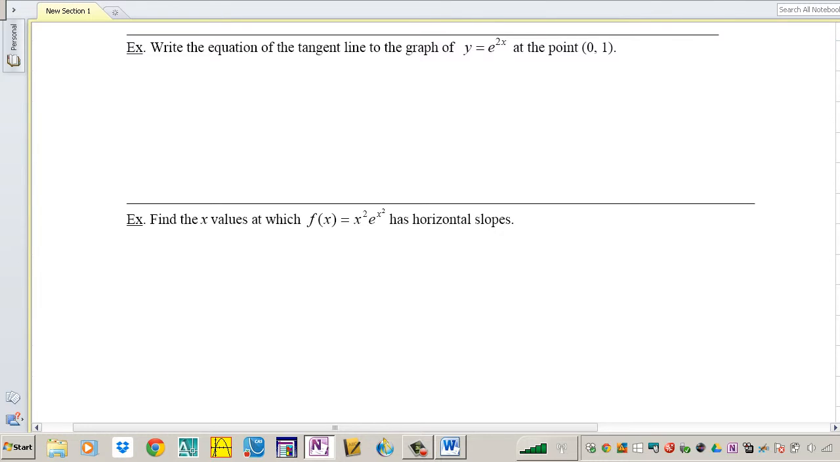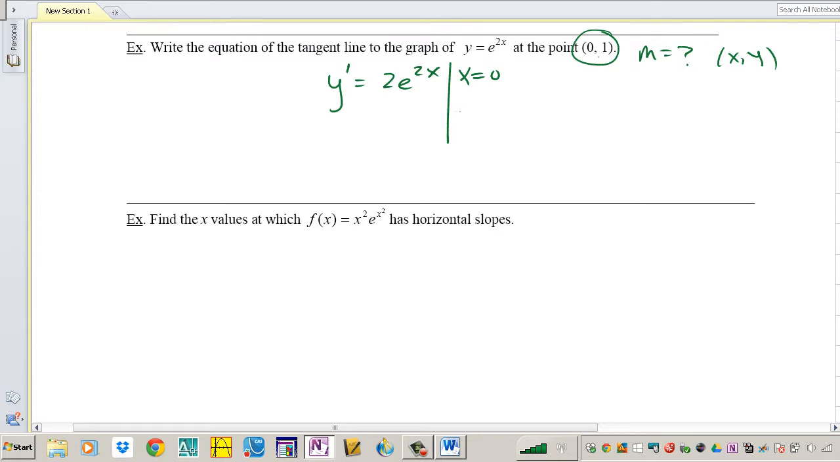Write the equation of the tangent line to the graph of e to the 2x. Well, what do you need for a tangent line? You need a slope, and you also need a point, which is already given. So all we need is the slope part, and to find slope we must use the derivative here. In the last problem, the derivative of e to the 2x was e to the 2x times 2. So how do we find the derivative at this point? Plug in x equals 0.